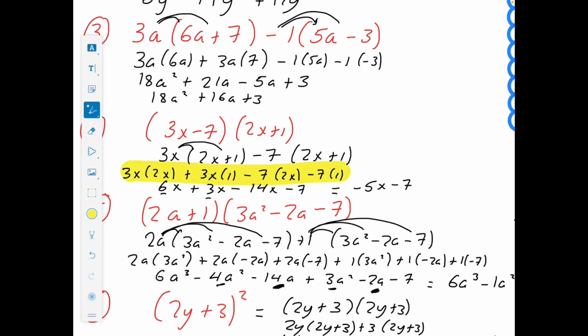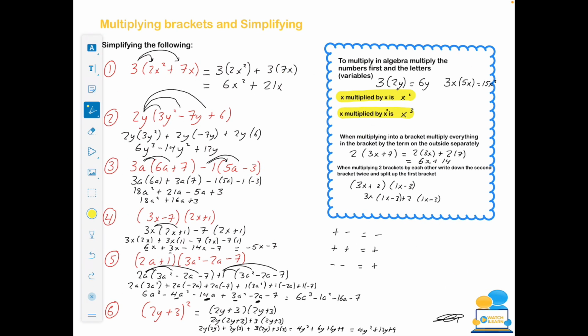Okay, so you could definitely be skipping this line here. You do not have to write that down. Once you can see you're multiplying 3 by 2 and 3 by 1, and then minus 7 by 2 and minus 7 by 1. Sometimes writing it out fully actually confuses people more. So whatever way works for you, as long as you're getting the right answer, it really doesn't matter what way you approach it.